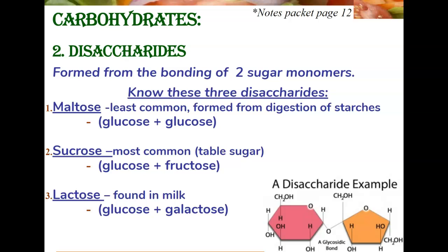Sucrose is the most common disaccharide. You might know it as table sugar. Think about that the next time you put sugar on something, or in a coffee, you're putting sucrose in there, and what you're putting is a bond of glucose plus fructose. Sucrose is glucose plus fructose. Lactose, known as milk sugar, is a disaccharide, and it's composed of glucose plus galactose.